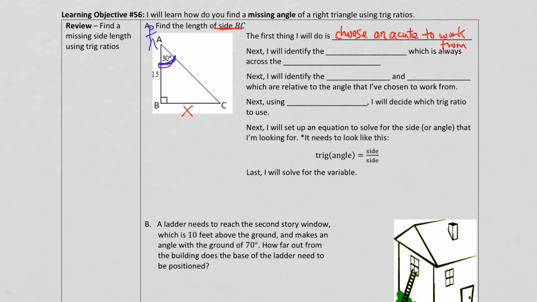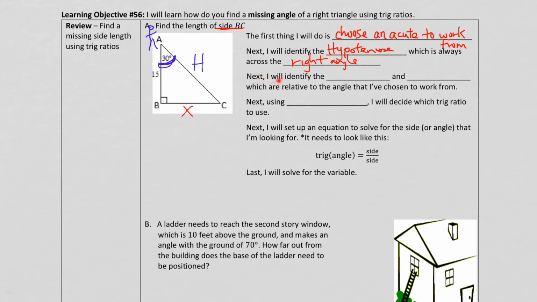Once I have chosen an angle to work from, then next I will identify the hypotenuse. Your next step here is to identify the hypotenuse of your right triangle, which is always across the right angle. The hypotenuse is always the longest side, and it's always across the right angle. So in this case, here's my right angle, so my hypotenuse is going to be the side AC. And so I'm going to label that with an H for hypotenuse.